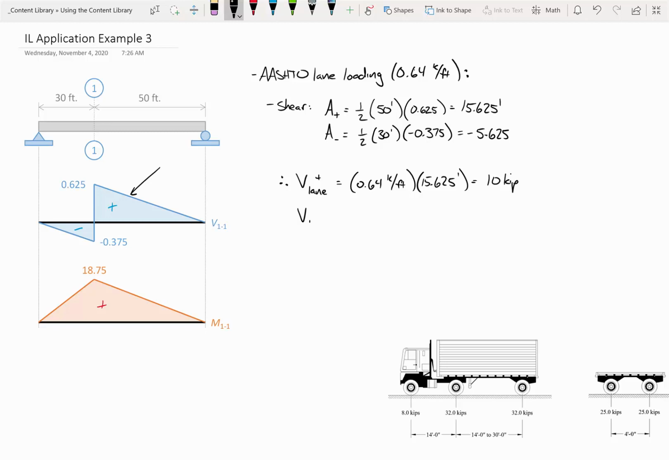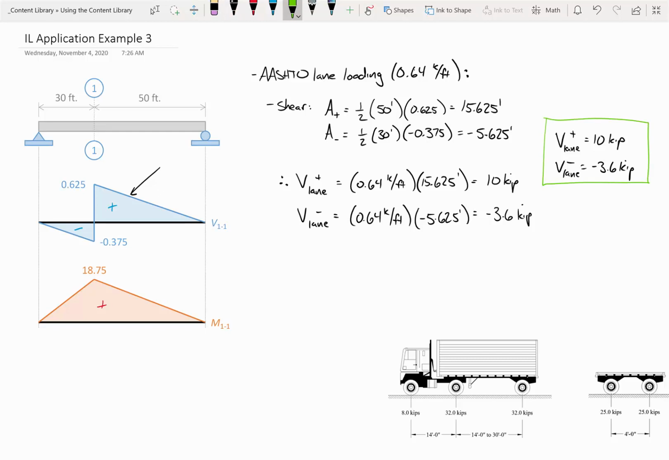The next one, the V lane negative, is 0.64 kips per foot times negative 5.625 feet. And that comes out to be negative 3.6 kips. Okay, and so one of our answers would then be, V lane positive is 10 kips, V lane negative is negative 3.6 kips. So at that point on the structure, that's the range under that lane load.